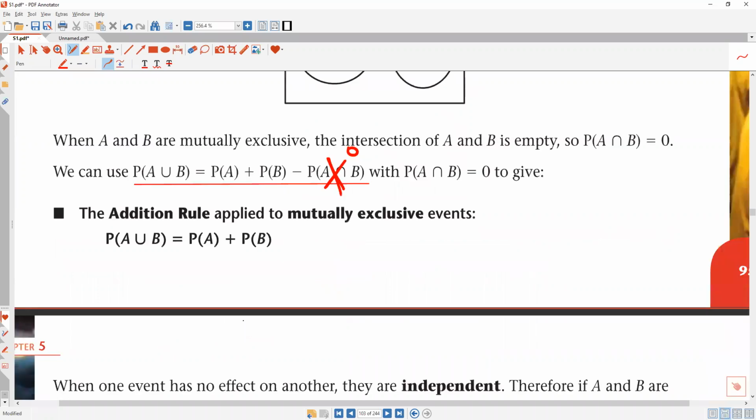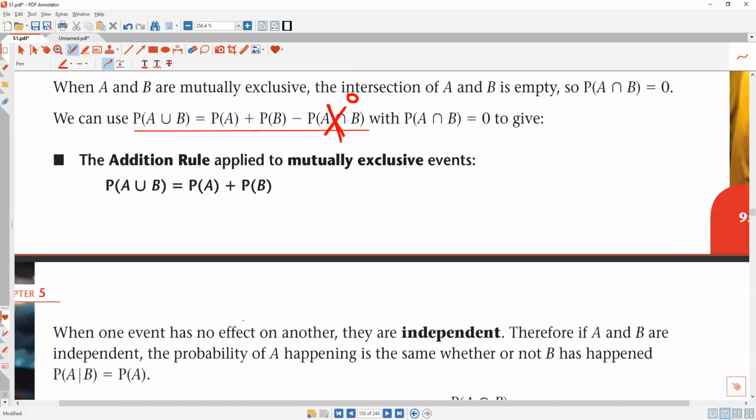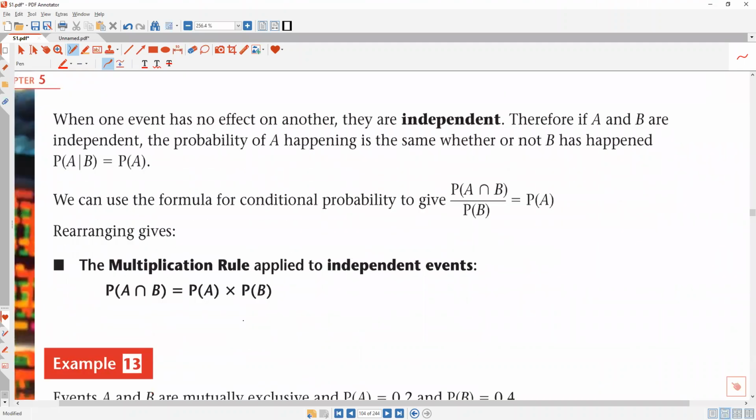Now let's go to the next one. When one event has no effect on the other, they are independent. Let's talk about independent events. The formula for independent events is that P(A intersection B) is equal to PA into PB. Two formulas we learned: P(A union B) is equal to PA plus PB, and P(A intersection B) is equal to PA multiplied by PB. So we learned about two types of events, independent and mutually exclusive. Mutually exclusive means there is nothing common between them.